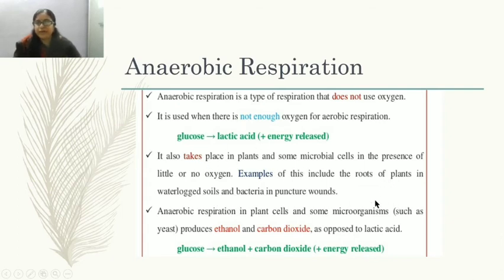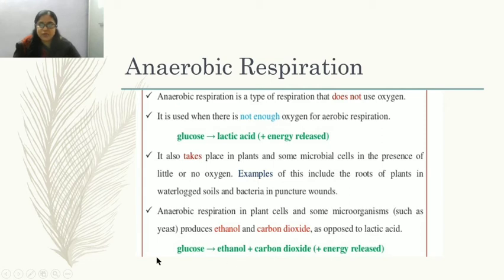they undergo anaerobic respiration. And the bacteria in puncture wounds, so bacteria also undergo anaerobic respiration in the wounds, and some other bacteria are also there which are known as anaerobic bacteria. This is the classification of bacteria. If they are using oxygen for respiration, then they are aerobic bacteria, and when they are not using oxygen and still respiring, these are anaerobic bacteria. Anaerobic respiration in plant cells and some microorganisms like yeast produces ethanol and carbon dioxide.